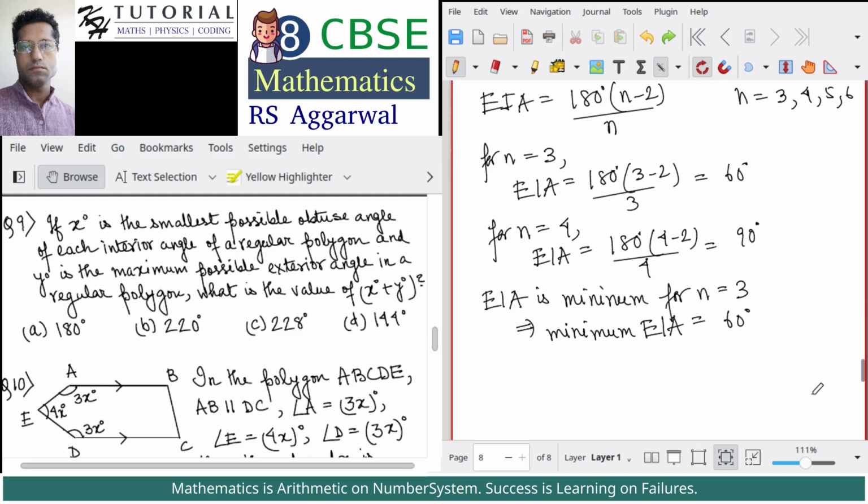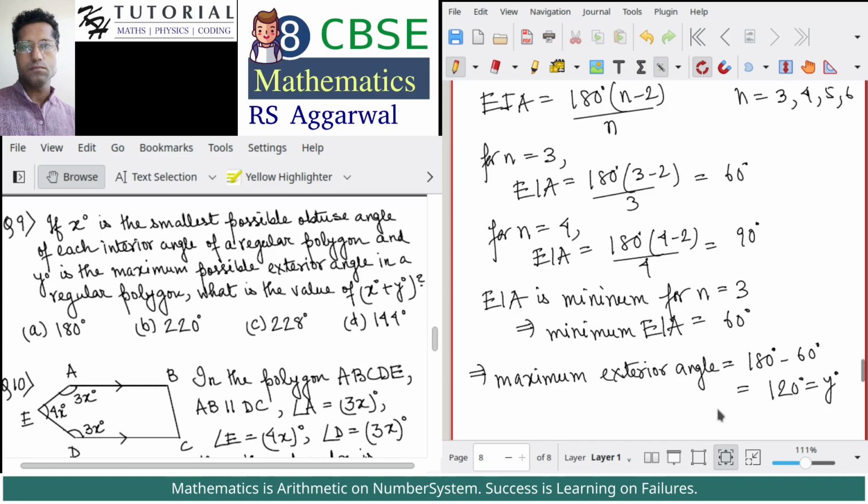So now we can say this implies the maximum exterior angle possible in a regular polygon. The maximum exterior angle will be equal to 180 degrees minus the minimum interior angle, that is 60 degrees. So this is equal to 120 degrees. This is equal to y degrees. Y degree is 120 degrees.